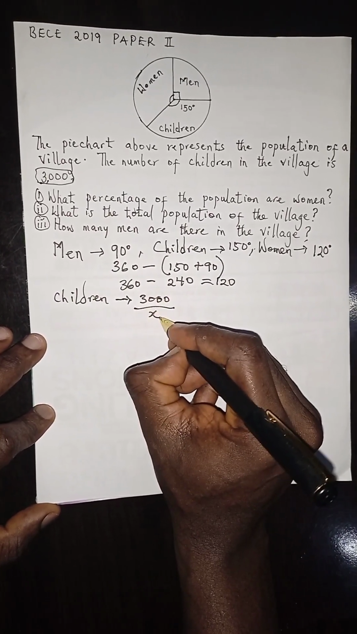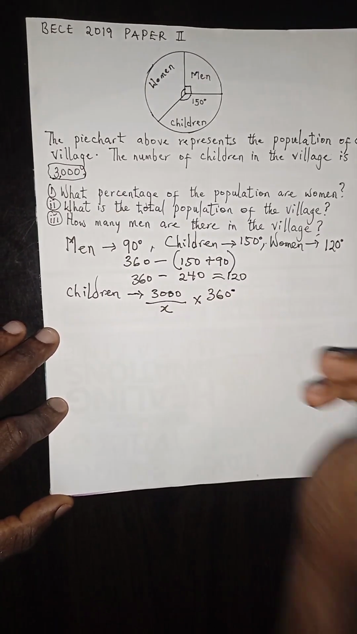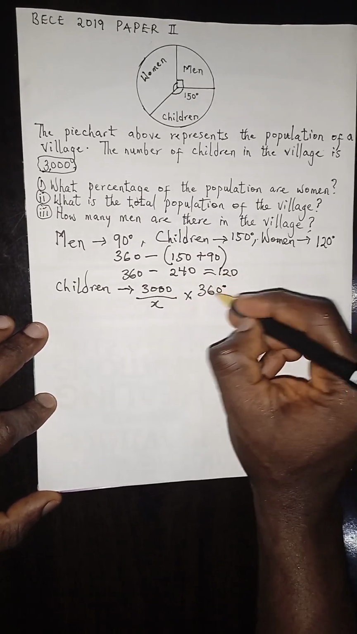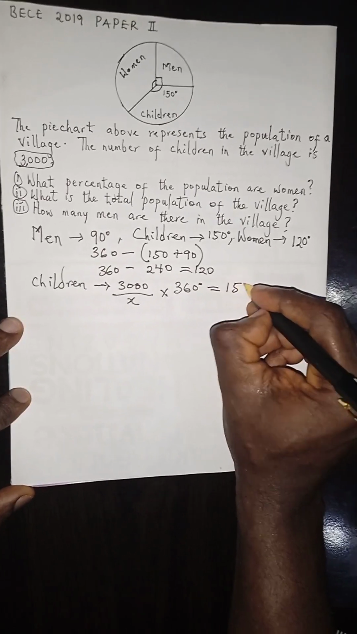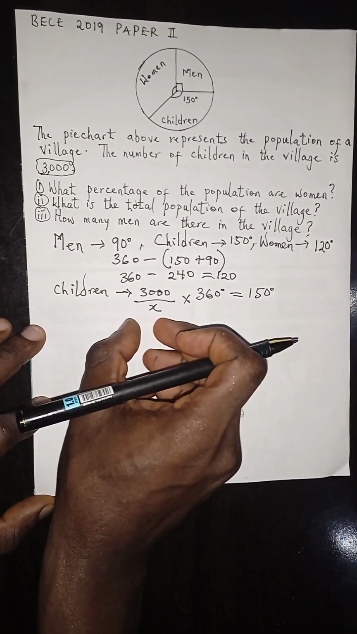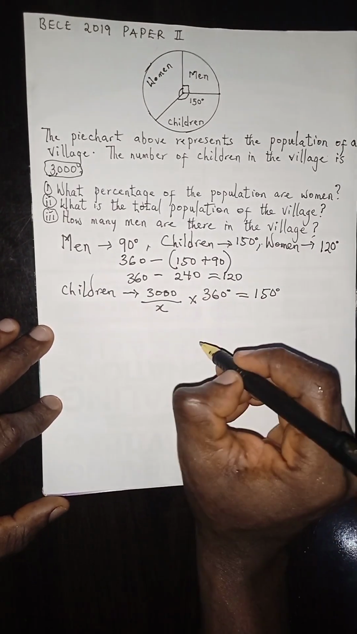So I'm going to call the total x times 360 degrees, which is the total sum of angles in a pie chart. Then that should give us 150 degrees. So we want to use this to get our value for x, which is the total population of the village. So what are we going to do?